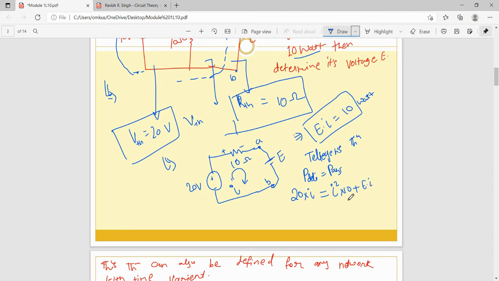Now put the value and find out the value of this current. This is 20 I, and this is 10 I square, and this EI is equal to 10 watt, right? Now this is a quadratic equation. You have to solve this quadratic equation and find the value of I, right? So when I divide by 10, you will get I square minus 2I plus 10 equal to 0.